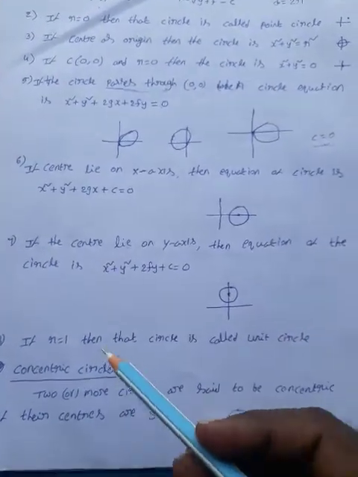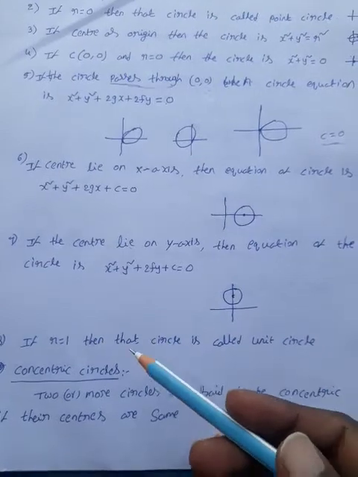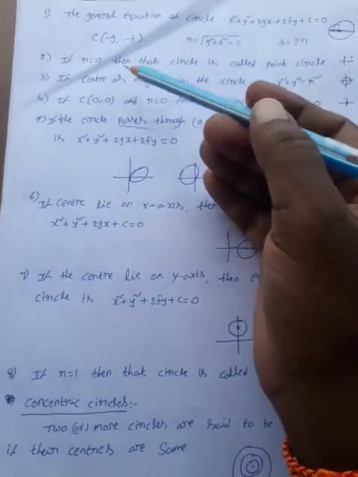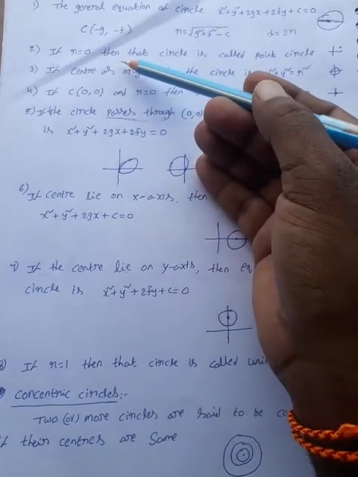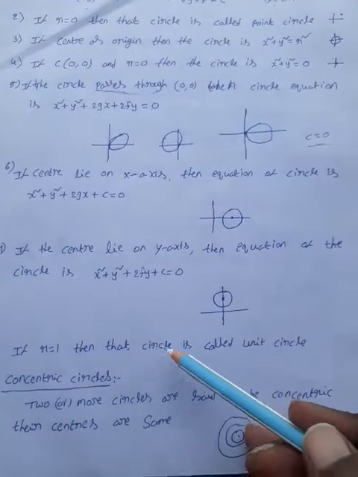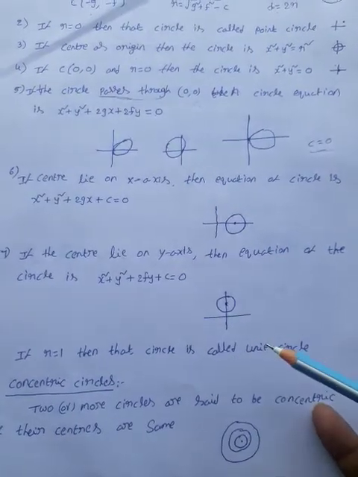Next one: if the radius is equal to 1, then that circle is called a unit circle. In the second point, if the radius is equal to 0, then the circle is called a point circle. Radius equal to 1, then that circle is called a unit circle.